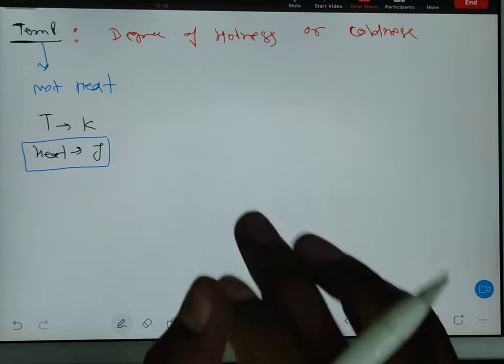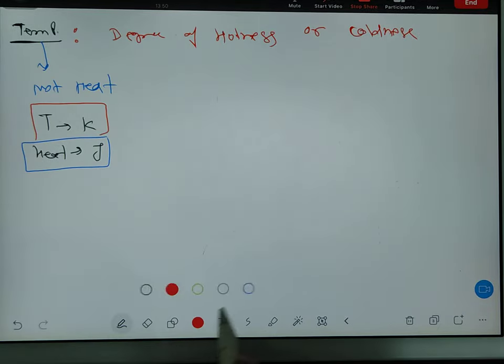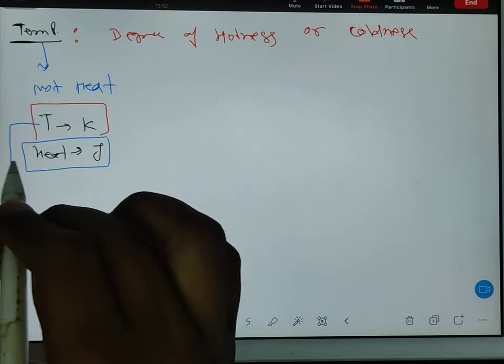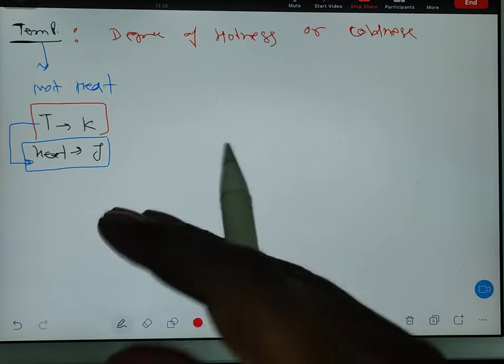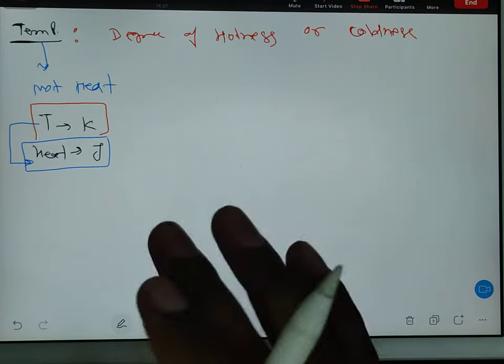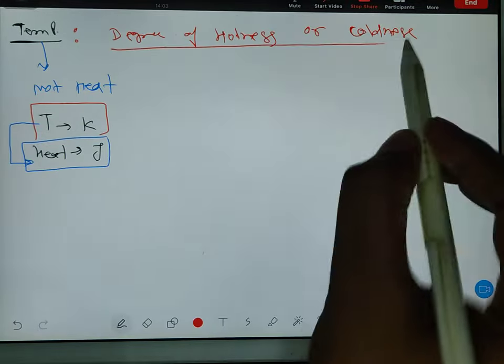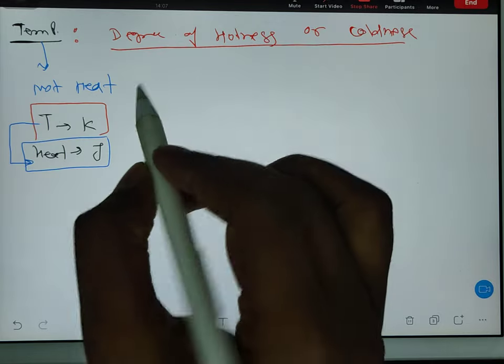Heat is a form of energy, but temperature is not a form of energy. You have thermal energy that you can say as heat because of temperature. There is a difference. When I grow in the chapter, you will understand this in detail. So this is a basic definition of temperature. Now we are going to discuss units of temperature.